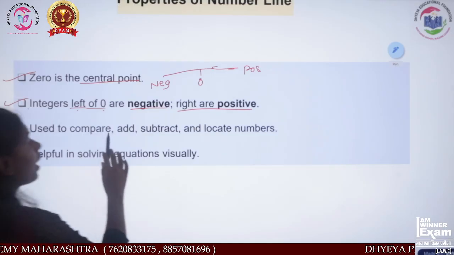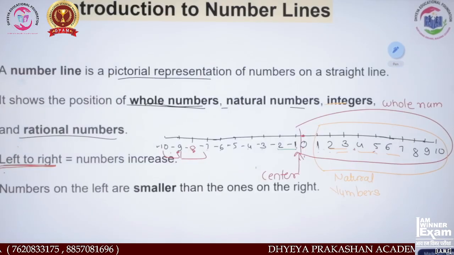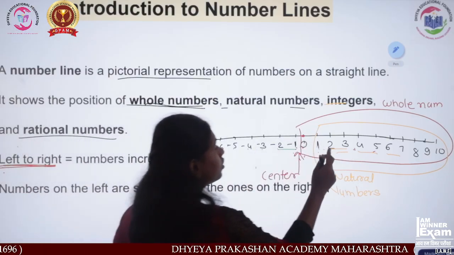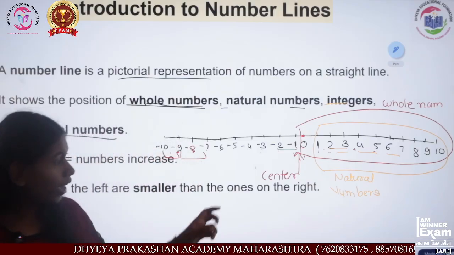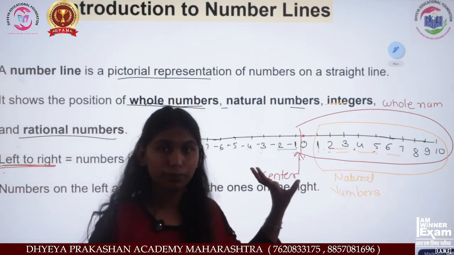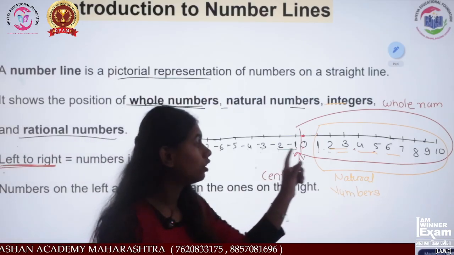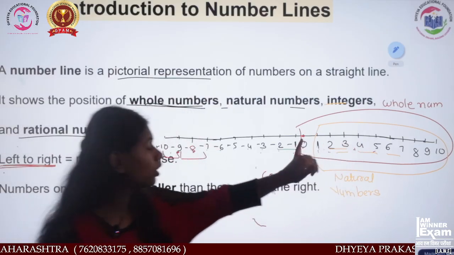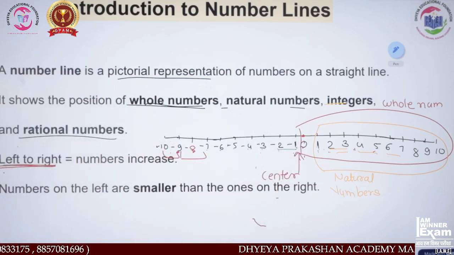The next property: use to compare, add, subtract and locate numbers. Here you can compare numbers like -1, 1, -2, 2, 3. You can decide which number is bigger and which is smaller. So you are comparing the numbers. And this is the order, like 1, 2, 3, 4. In the same way on this side, -1, -2, -3, -4. This is also following the order.